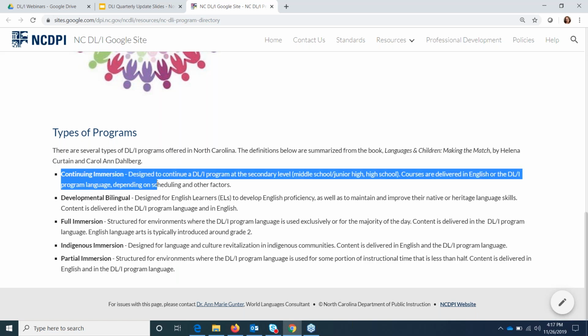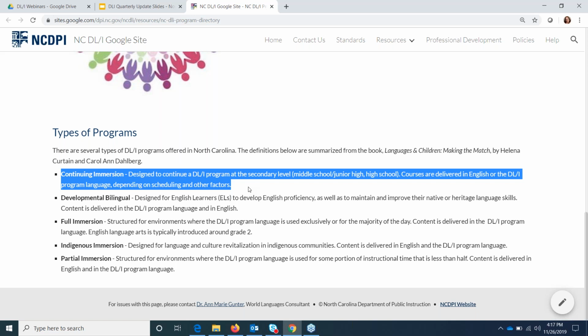When we move into secondary, the most popular one is called continuing immersion, and that's specifically designed to look at continuing a DLI program from the elementary level into the secondary level, either middle school and junior high or high school. Courses are delivered in English or the DLI program language, depending on scheduling and other factors. And those who worked at the secondary level, like I have, know the schedule is the driver of many things in those schools. And so sometimes our continuing immersion programs are actually only continuing with language development.